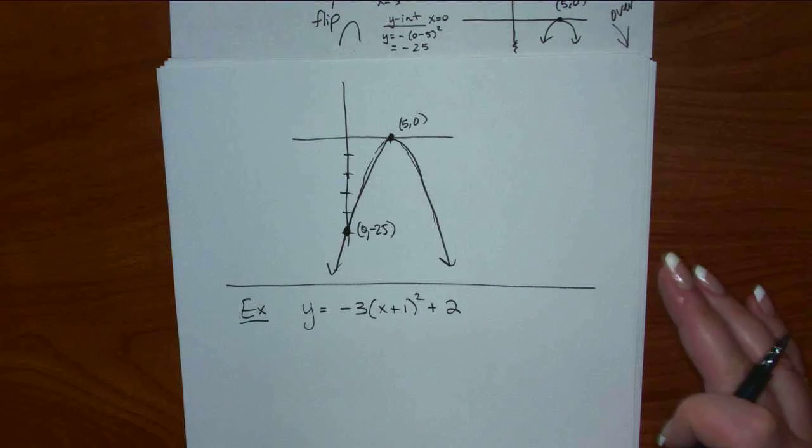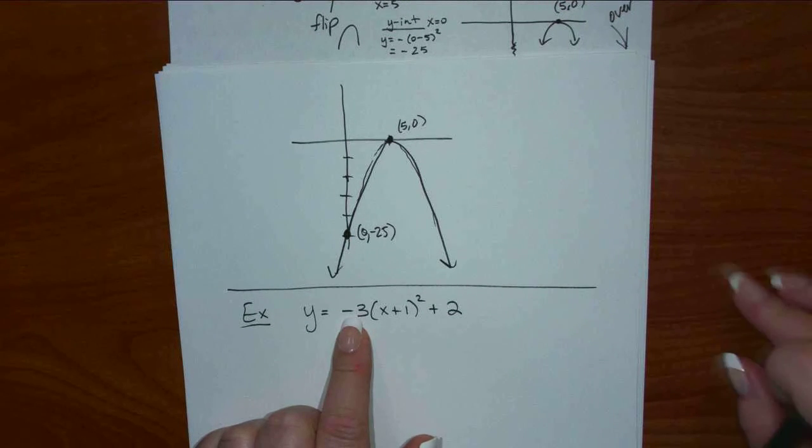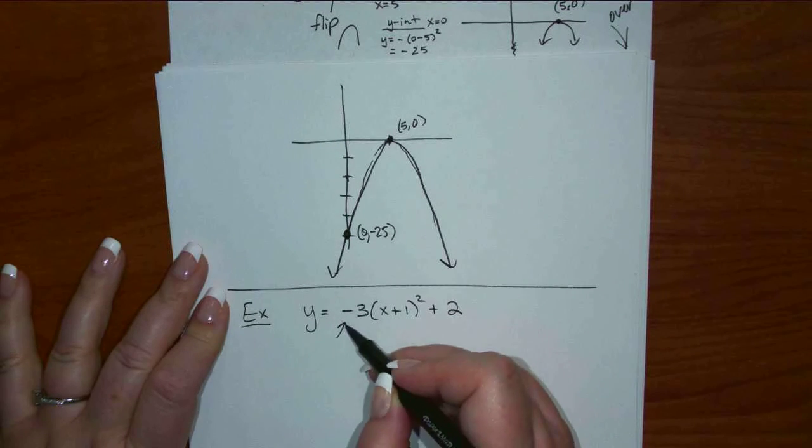Okay, so this is a minus in front, so you know it's upside down. So from this minus, we know that the graph is going to go that way.